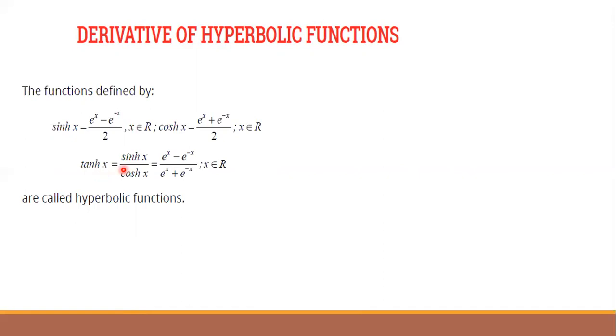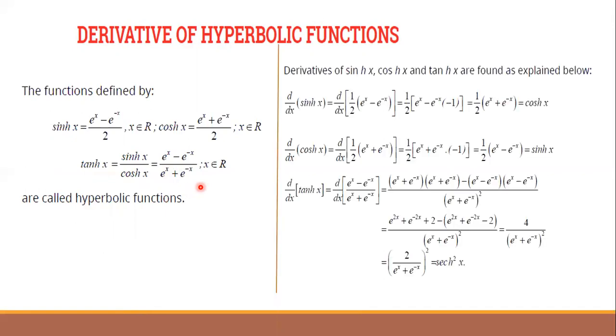Then tan hyperbolic x is sine over cos, replacing the value and simplification we will get e raised to power x minus e raised to power minus x over e raised to power x plus e raised to power minus x, where x belongs to real number. These are called the hyperbolic functions, as you studied earlier in chapter number 1. Derivative of hyperbolic function means derivative of sine hyperbolic x, cos hyperbolic x, tangent hyperbolic x, and also its reciprocals, that means cosecant hyperbolic x, secant hyperbolic x, and cotangent hyperbolic x.